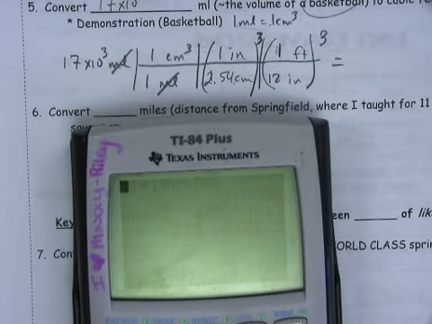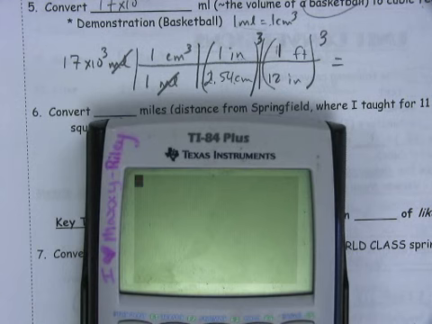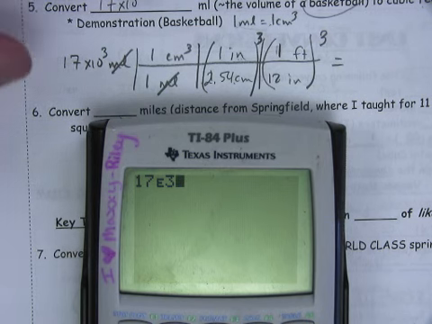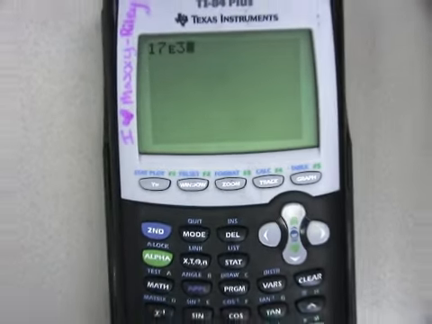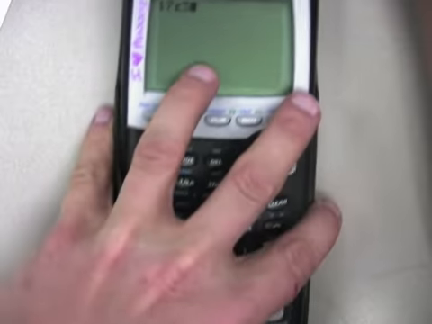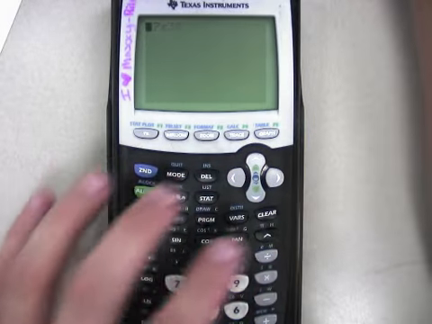All right, here it is. Let's clear this off. Start at the top. So 17 times 10 to the third. And actually, that brings me to a real important point. I'll do it right now. When you plug in the number 17 times 10 to the third onto your calculator, you've got to do it correctly. I'm going to do it incorrectly, and then I'm going to do it correctly. So I'm going to clear this off.